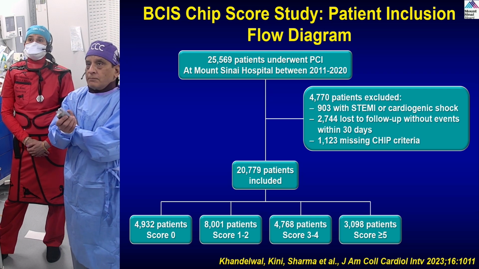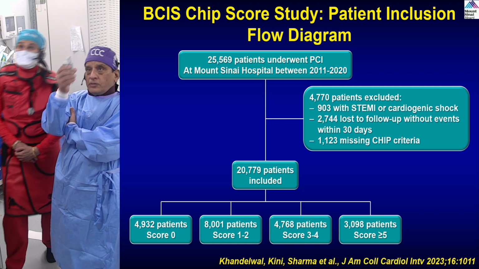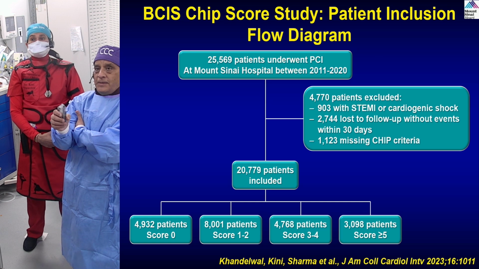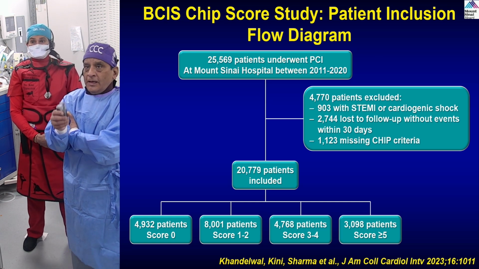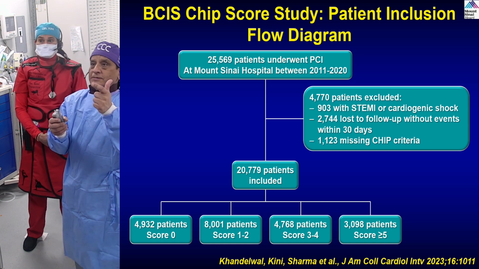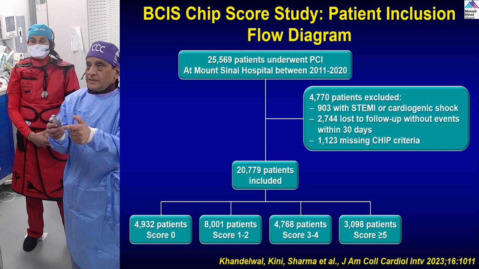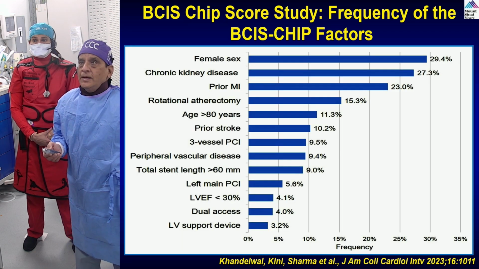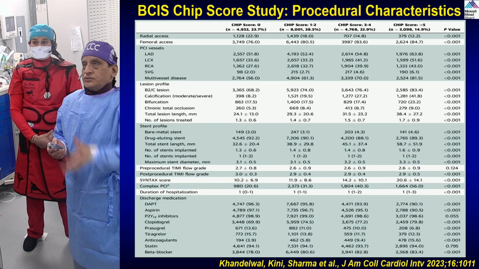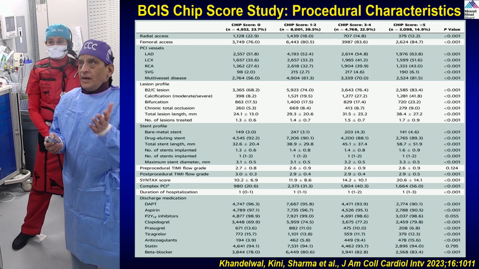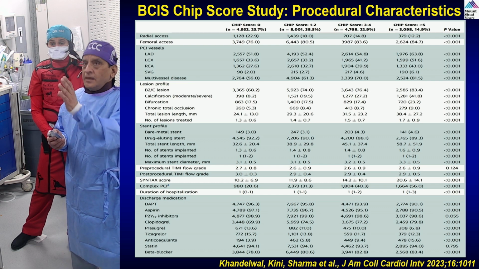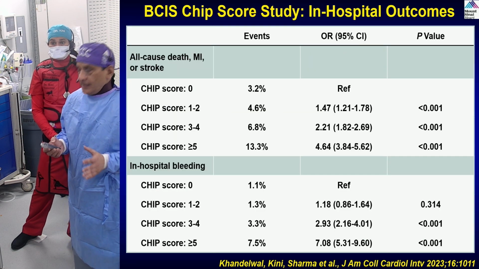Sorry, 25,000 on the top, then they excluded MI, but the analysis was on the 21,000 patients from the 25,000 patients: 5,000 with score 0, 8,000 with score 1 to 2, low risk, 4,768 with 3 to 4, and 3,000 with score more than 5. We found these are the individual percentages of scores of cases. Of course, the procedural characteristics will be different in each group. The higher the CHIP score, the more complicated the medical history, more devices and so on. But this is the key.